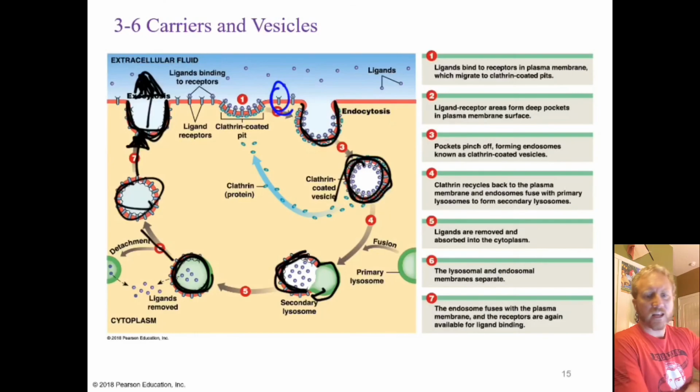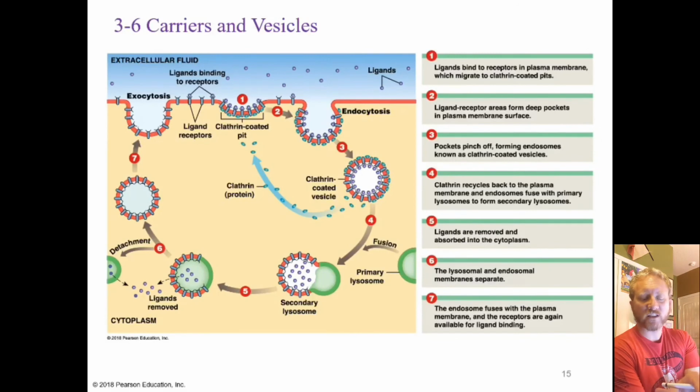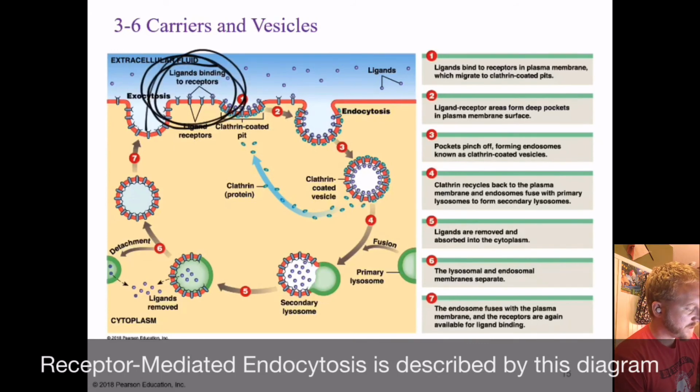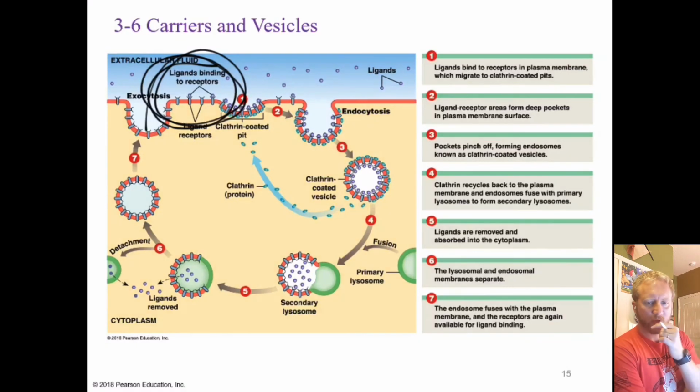Now, as far as endocytosis is concerned, there are three different kinds. There is regular endocytosis, so that process I just described is receptor-mediated endocytosis. It's determined based off of whether these receptors get triggered or not. If the receptors don't get triggered, it doesn't happen.